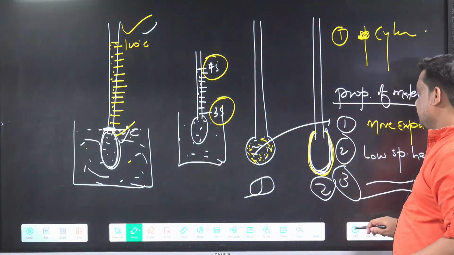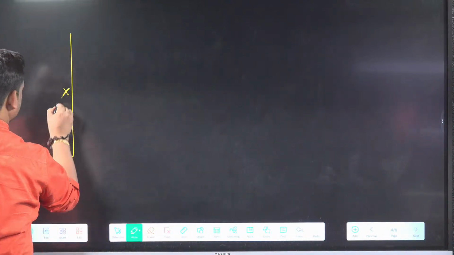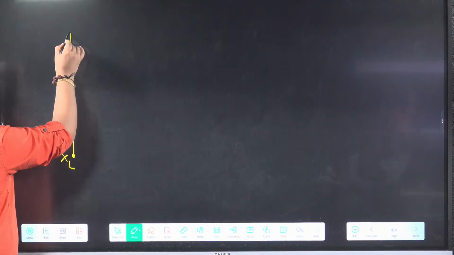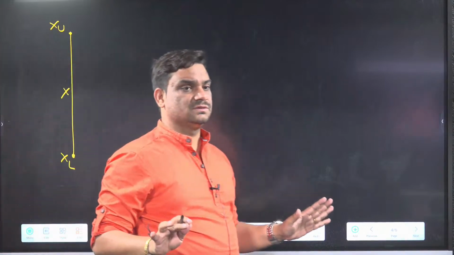Now, suppose I am making this scale, the X scale. You need 2 points: one is the lower point, XL, and one is the upper point, XU. And these points are fixed once.